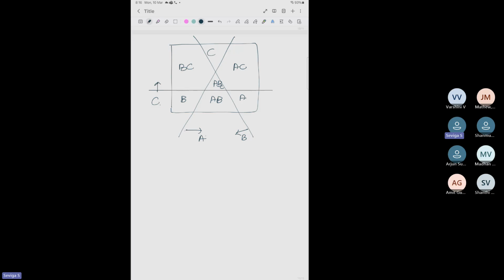So now what we can do is that we can assign weights for these regions. If A is on the positive side, it will take 1 as a value. If on the negative side, it will take the value of 0. Similarly, B will take the value of 1 in the positive region and 0 in the negative region. Similarly, C will take the value of 1 in the positive region and 0 in the negative region. So now we can assign the weights.